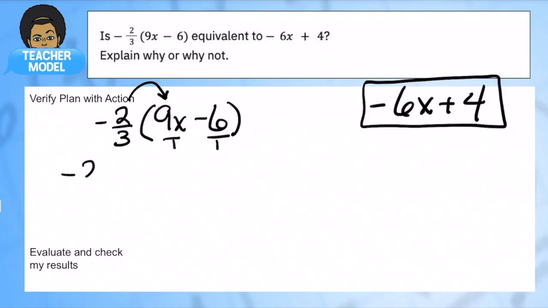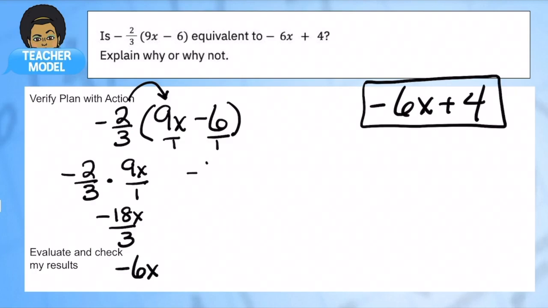So our first one is negative 2/3 times 9x over 1. And that's going to give us negative 18x over 3. Or if I simplify this even more, negative 18 divided by 3 is just going to be a negative 6x. And let's try with the other side. Negative 2/3 times negative 6 over 1. So negative 2 times negative 6 is a positive 12 over 3. And that simplifies to positive 4.